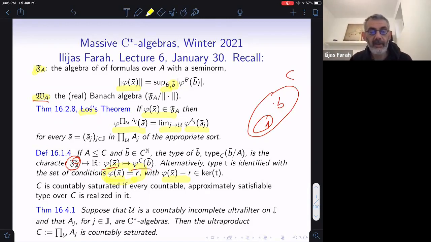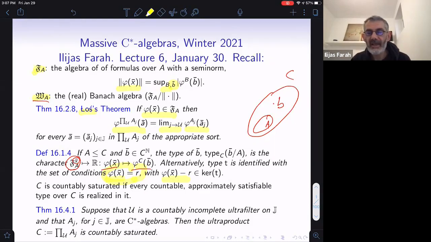Modulo one fact that I haven't mentioned last time, but now I should say it. In model theory, one distinguishes between complete types and partial types. The interesting types for us here are the partial types. A complete type would be a type that tells you exactly for each formula what its value is. Or in other words, if you like to think of it as a functional, it is a functional whose domain is the entire algebra of formulas.